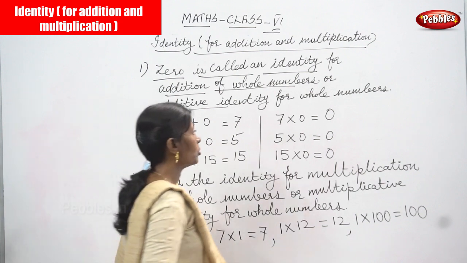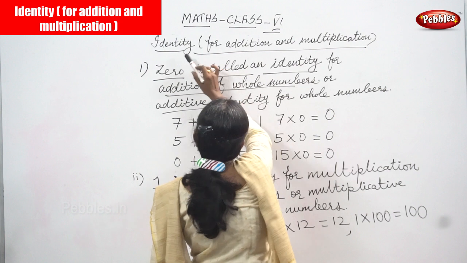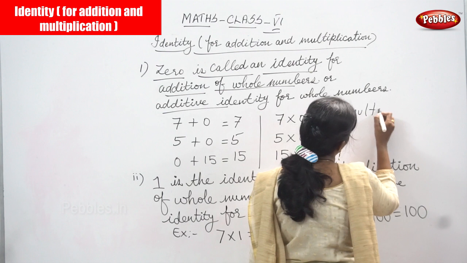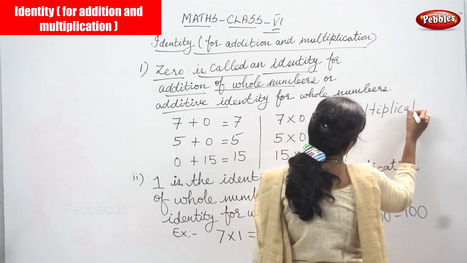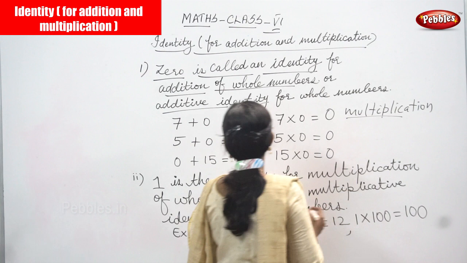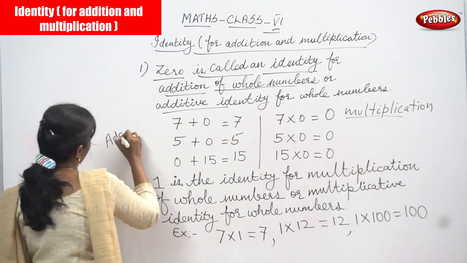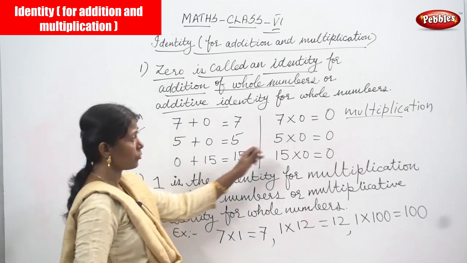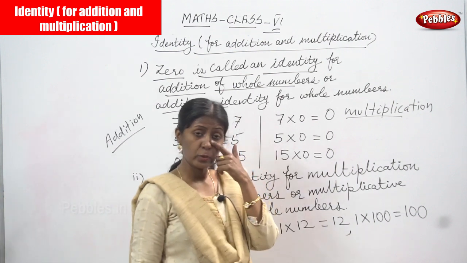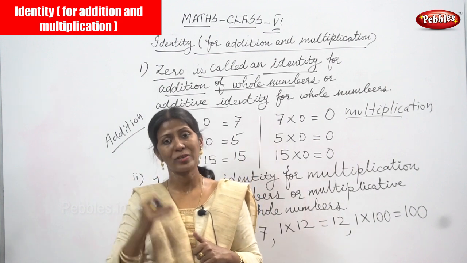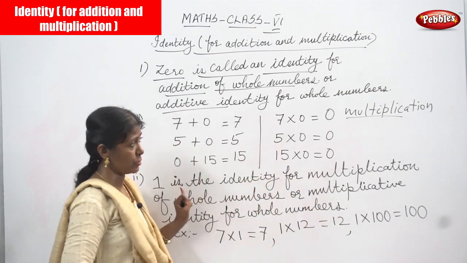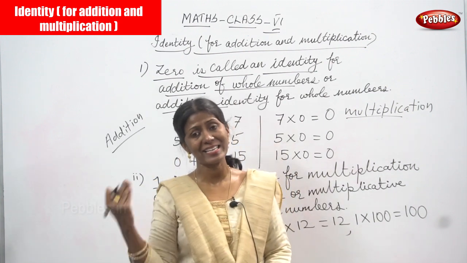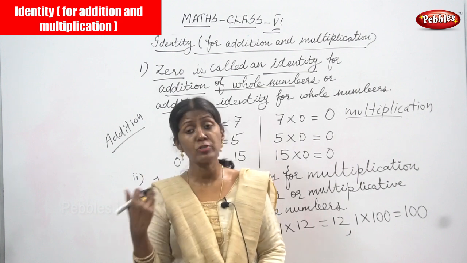Next, we are going to see identity for addition and multiplication. This one is for multiplication, and this is addition. This is also an identity for addition, and this is the identity for multiplication. I have told you already, you can take any whole number, add with 0, and you get the same number. This is the identity for addition. What is the identity for multiplication? You can take any whole number, multiply with 0, and you get 0. That is 7 into 0.